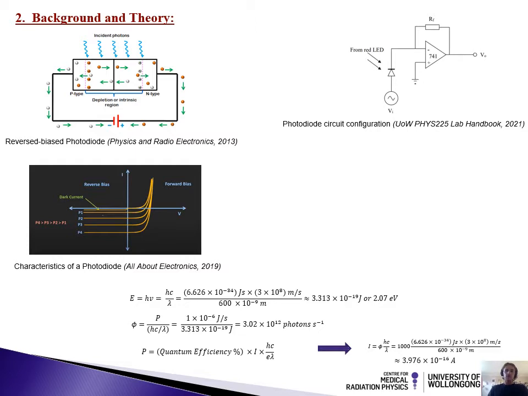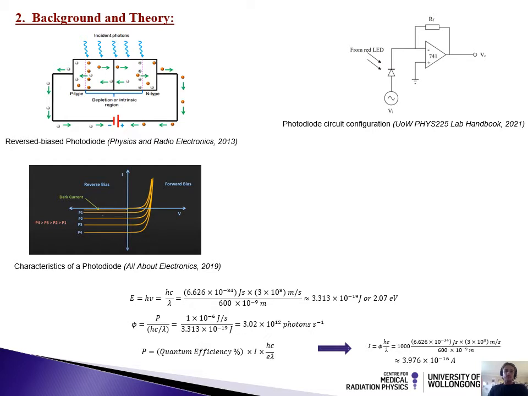The flux can be determined by dividing the power by the energy of the photon. And so using our initially determined value, we find that the flux in a 1 microwatt 600 nanometer beam is about 3.02 times 10 to the 12 photons per second.